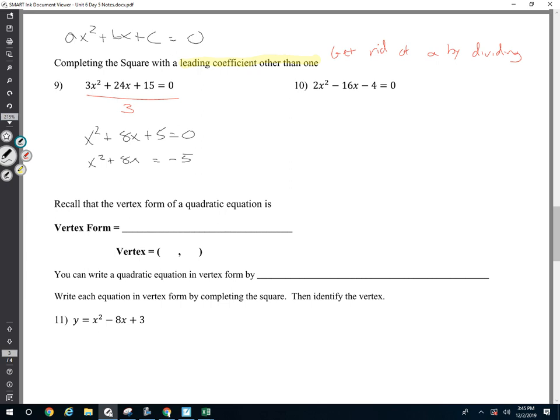Miss Arbogast, what do I do now? You divide the 8. Divide the 8 by what? 2. Okay, and I get 4. And what do I do with that 4? You square it. And what do I do with that 16? You add it to the side. Add 16 to both sides.